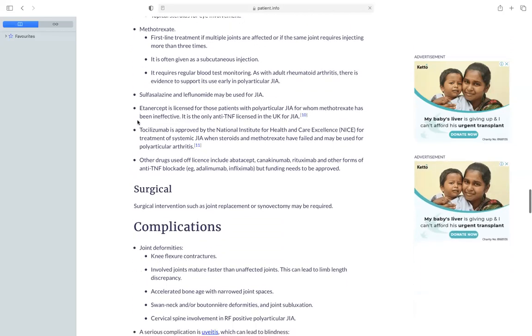Next, etanercept is licensed for those patients with polyarticular JIA.